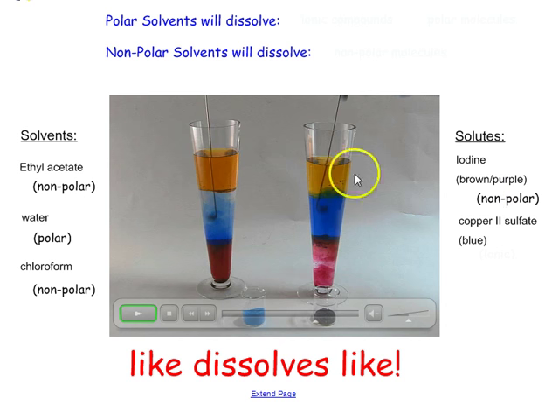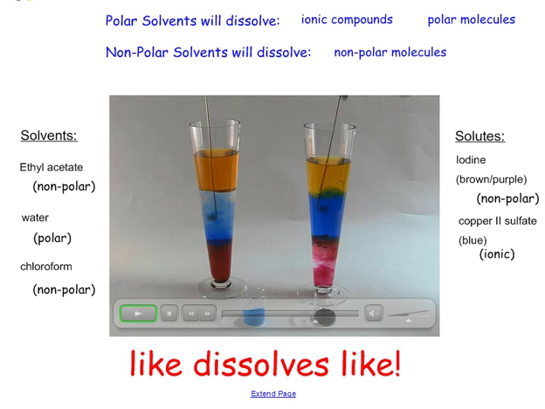So that's sort of interesting, that the nonpolar solute dissolves only in nonpolar solvents, but the ionic solute, copper-2 sulfate, the blue, dissolved in the polar solvents. There's a saying, like dissolves like. Solvents that are nonpolar will dissolve nonpolar molecules only. Polar solvents will dissolve ionic compounds, which is what we saw here with the copper-2 sulfate. And polar solvents will also dissolve polar molecules, which was not demonstrated in this video. But the idea is that like dissolves like.